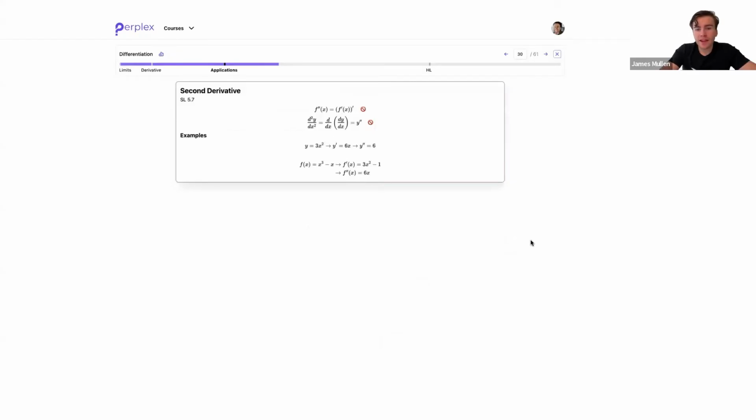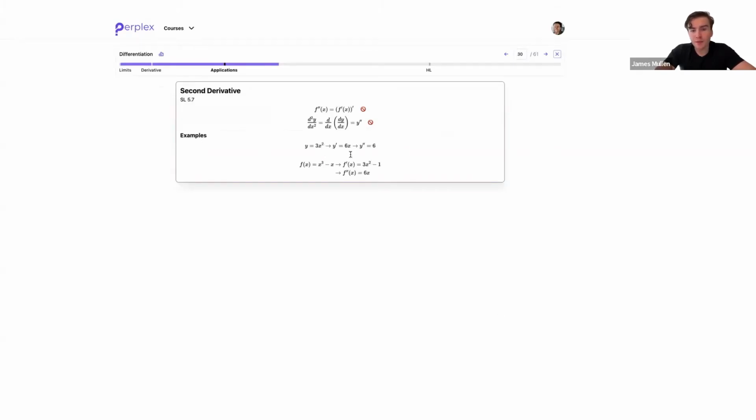Now, we're going to talk about the second derivative. The second derivative is just the derivative of the derivative. I take whatever I found for my derivative, and I take the derivative again. And in this dy notation, I write d squared y by dx squared. It means d by dx of dy over dx. I can also write y prime prime. That's an equivalent notation.